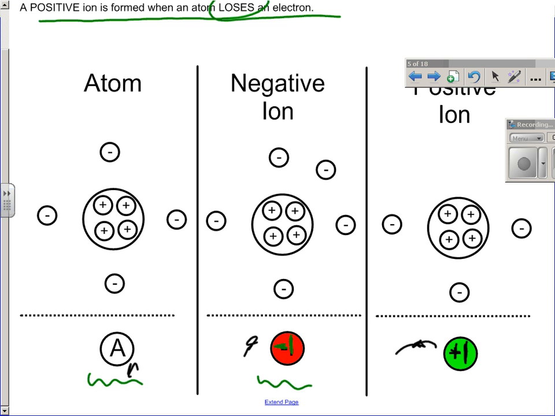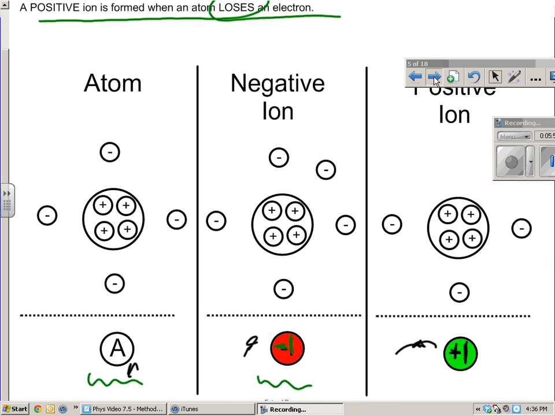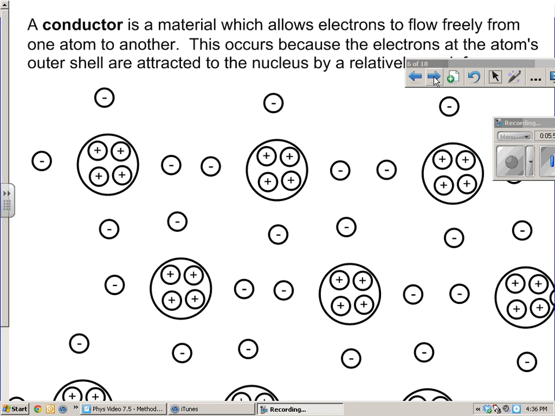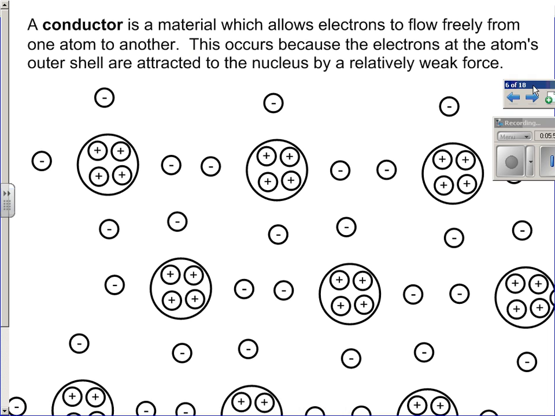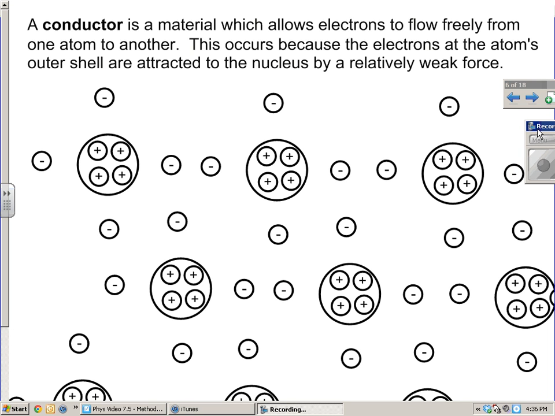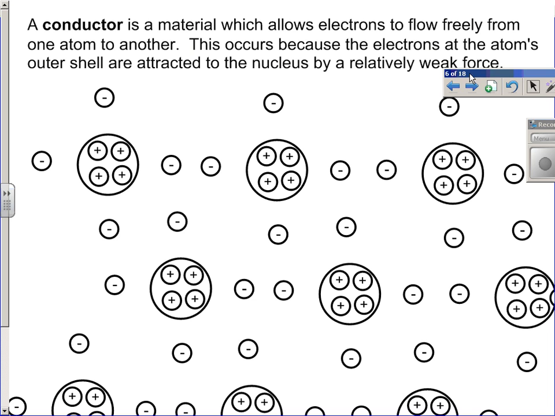All right, so now there are different types of materials. There are what are called conductors and what are called insulators. A conductor is a material that allows electrons to flow freely from one atom to another. And the reason that occurs is because the electrons at the atom's outer shell are attracted to the nucleus by a relatively weak force.